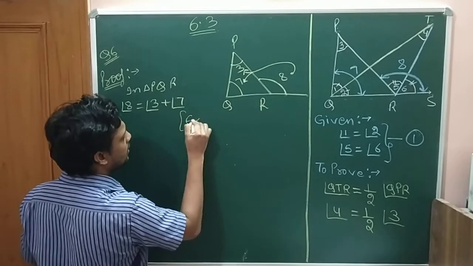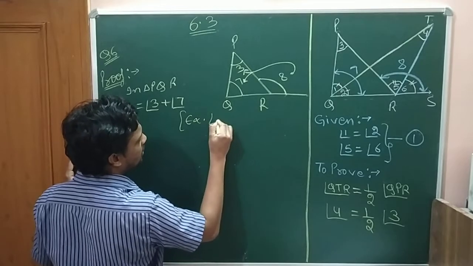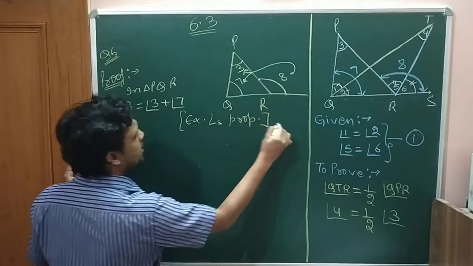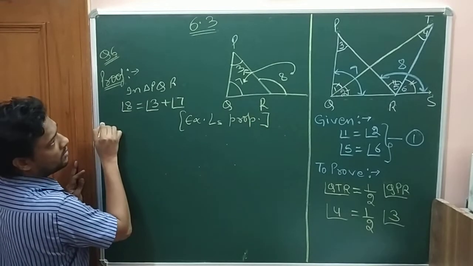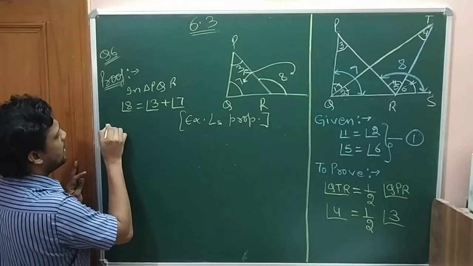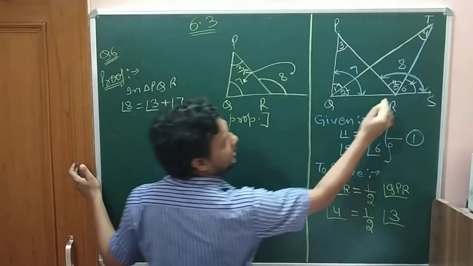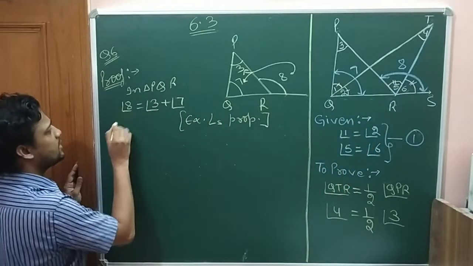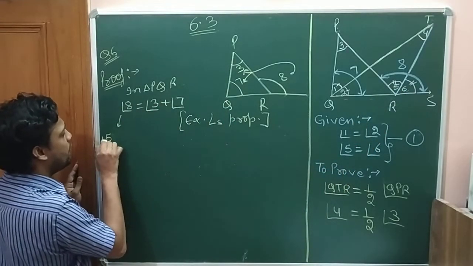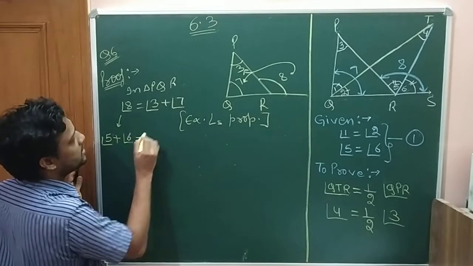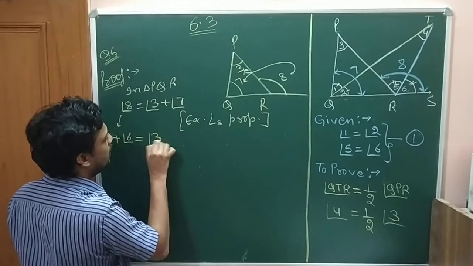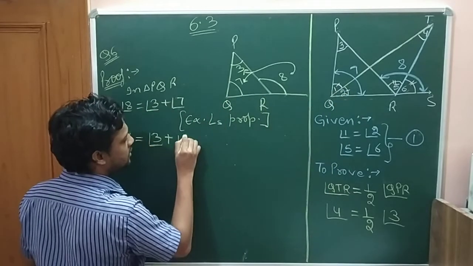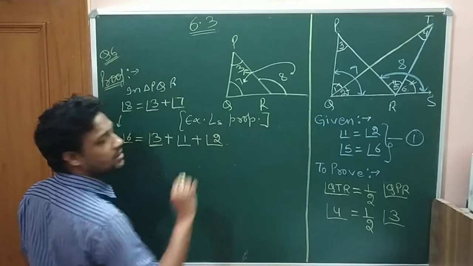Reason: exterior angle property. Now angle 8 is a combination of 5 and 6. So instead of angle 8, I can write here angle 5 plus angle 6. Similarly, angle 3 as it is. What is angle 7? Angle 7 is a combination of 1 plus 2. So instead of angle 7, I can write here angle 1 plus 2.